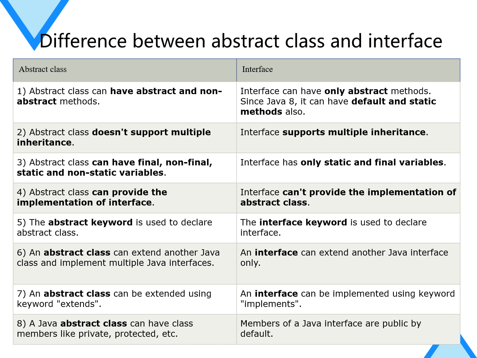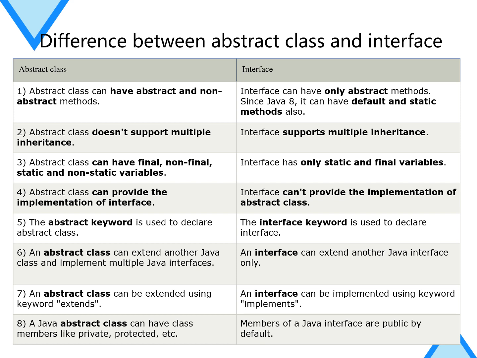An abstract class can provide the implementation of an interface. An interface cannot provide the implementation of an abstract class. The abstract keyword is used to declare an abstract class, while the interface keyword is used to declare an interface. An abstract class can extend another Java class and implement multiple Java interfaces. An interface can extend another Java interface but cannot implement an abstract class. An abstract class is extended using the keyword extends, but an interface is implemented using the keyword implements.